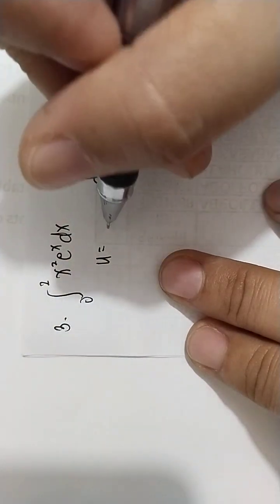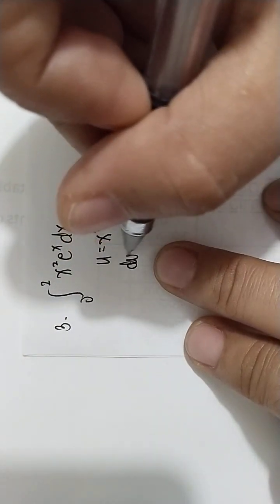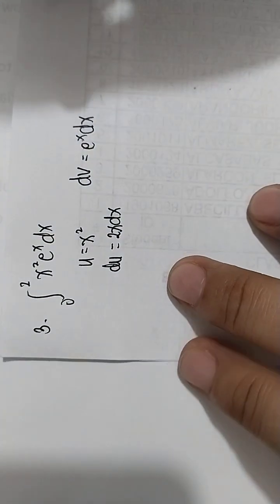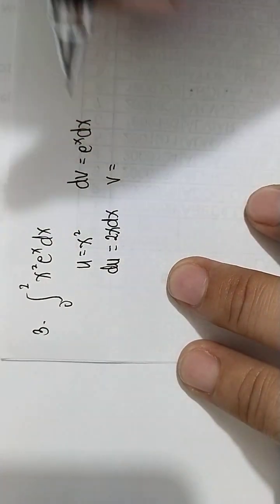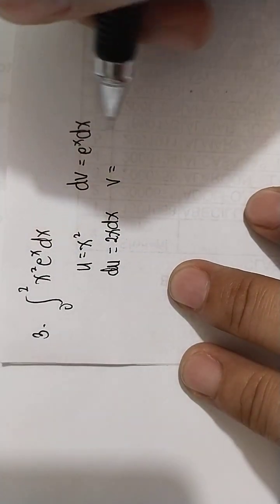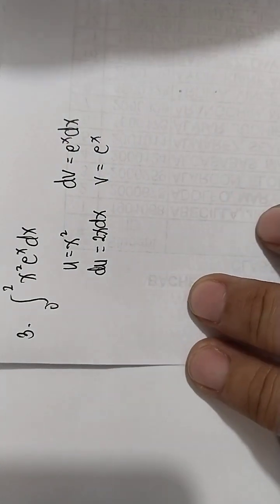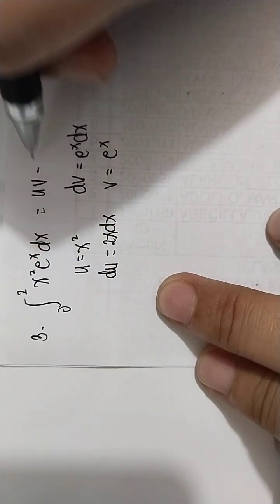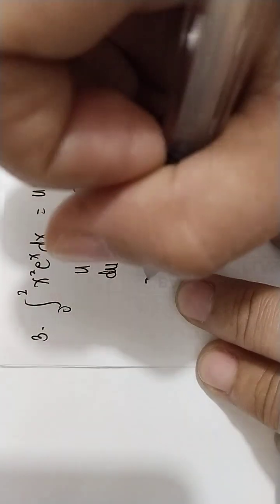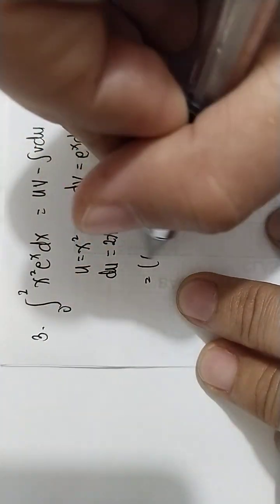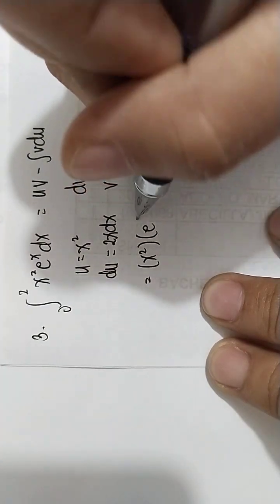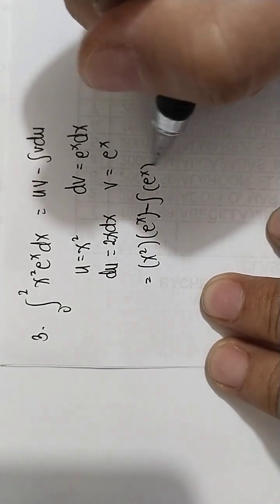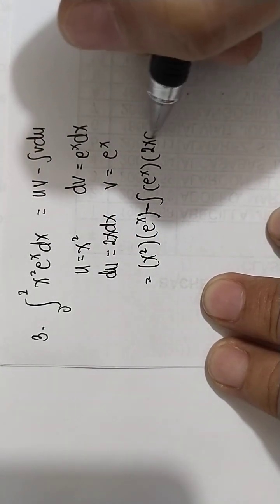So if this is e raised to x, the simpler one to differentiate is your x squared, having 2x dx. Okay, for the derivative. And for the integration, if you integrate e^x dx, that will still be the same, e^x. So following the formula of integration by parts, uv minus integral of v du, we write it here. So your u is x squared and your v is e raised to x, minus integral of v, which is e raised to x, du, 2x dx.